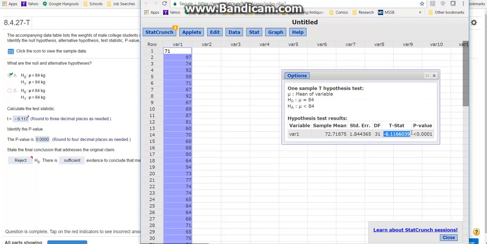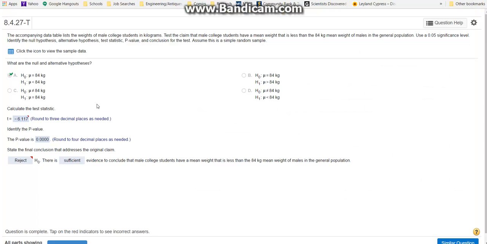And here is my test statistic, negative 6.117. What is the p-value? Well, as you can see here, it's super small, 0. So, since the p-value is really small compared to alpha, 0.05, I will reject the null. There is sufficient evidence to conclude that male college students have a mean weight that is less than 84 kilograms.